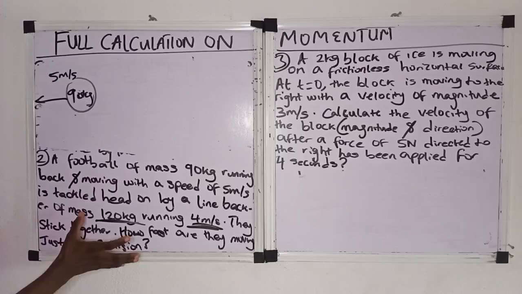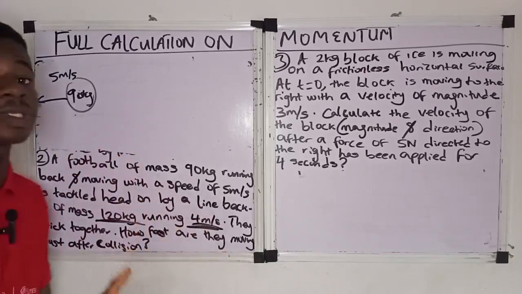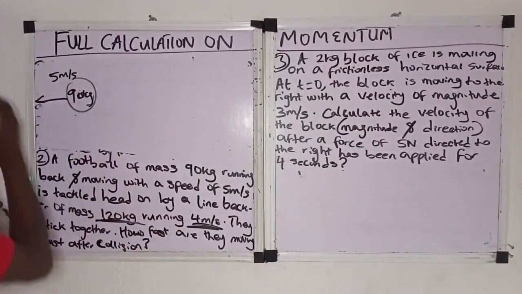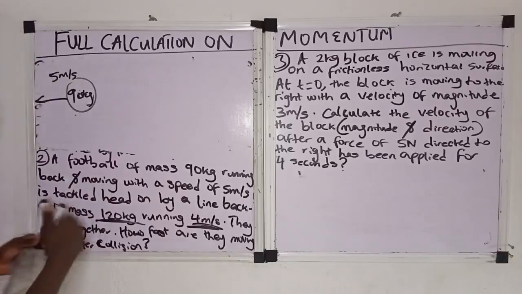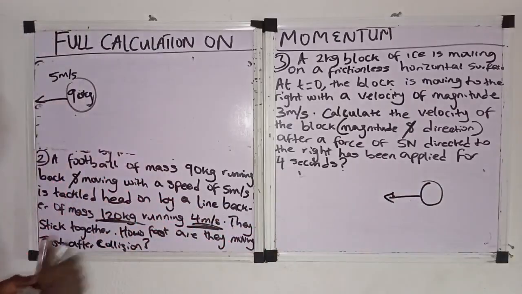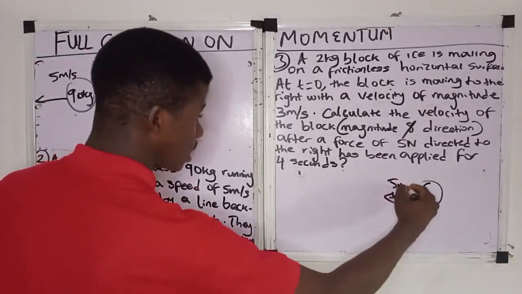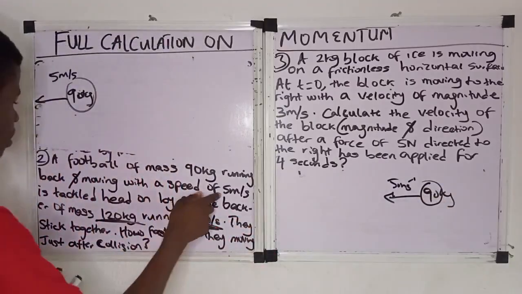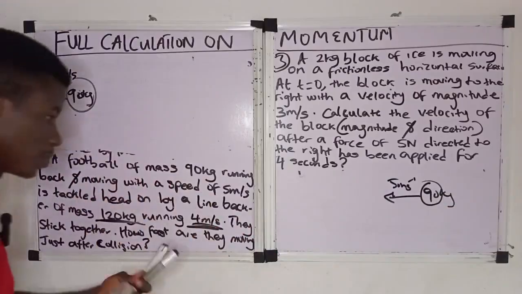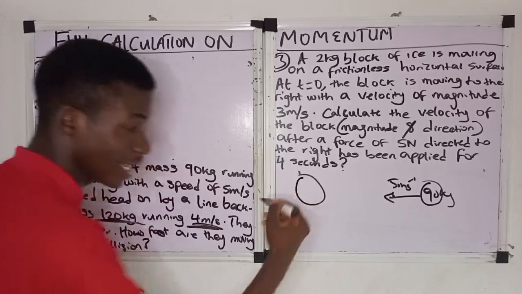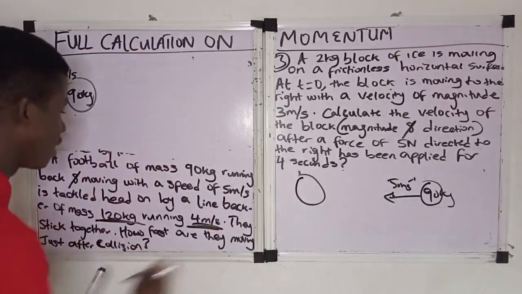Now this type of collision is an inelastic collision. Let me just explain. They said a football running back of mass 90 kg is moving with a speed of 5 meters per second. Okay, 5 meters per second. He is tackled head on by a linebacker. For example, let's say this is the linebacker.